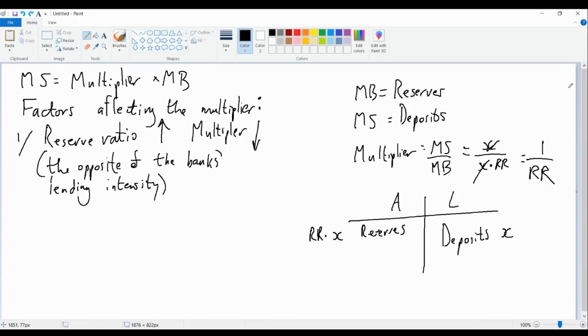Okay, so that's one factor. Remember, so far we've been looking at a simple world where there was no currency, and we came up with a very simple formula for the multiplier. What if we had currency? How would it change anything?